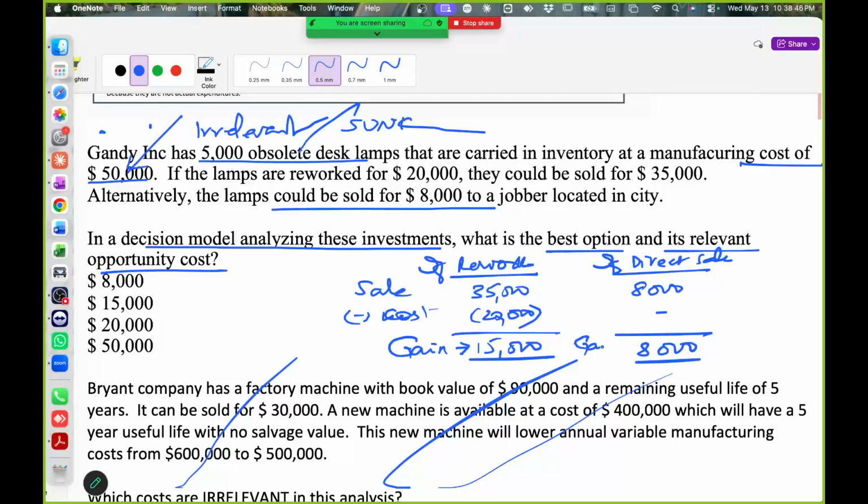What is the best option? Once you tell me what is the best option, then what is its opportunity cost? So, then it will be 15,000. What is its opportunity cost? That will be 8,000.